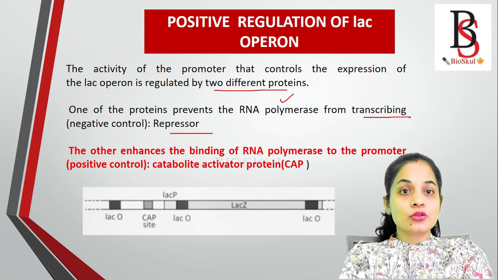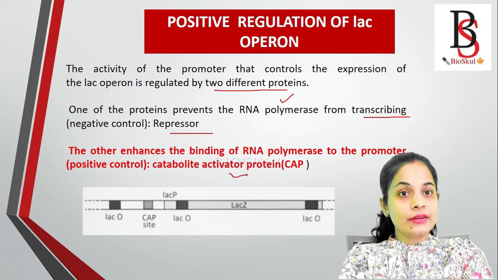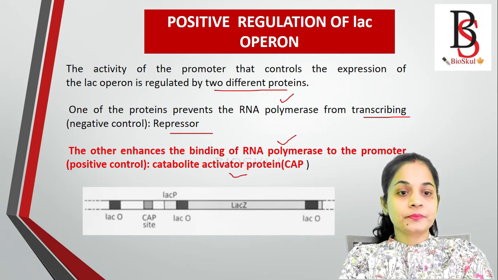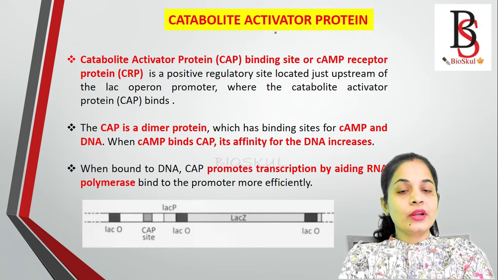In positive control or positive regulation of Lac Operon, the protein which is responsible is known as the catabolite activator protein or CAP protein. This protein helps in binding of RNA polymerase to the promoter, thereby it enhances the rate of transcription. Now we will learn in detail about the catabolite activator protein.